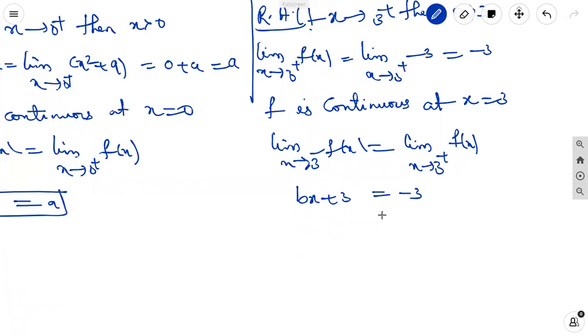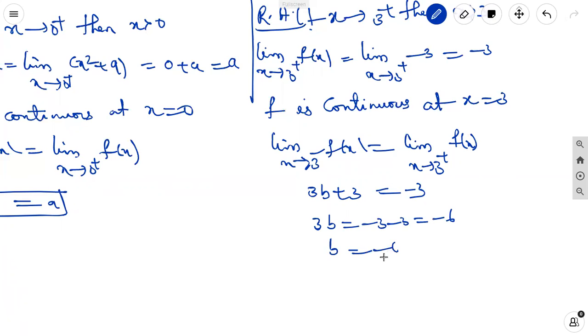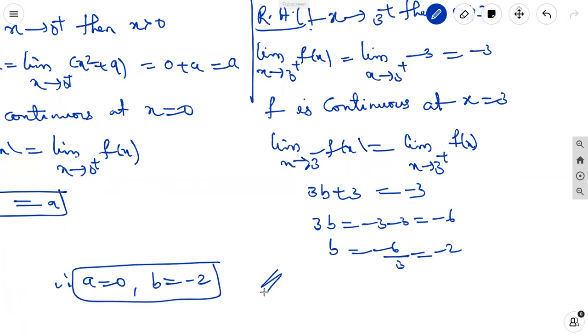It is equal to minus 3. That is 3b plus 3 is equal to minus 3. So 3b equal to minus 6. b equal to minus 6 by 3, it's minus 2. Therefore, a equal to 0, b equal to minus 2, then f is continuous. It is the solution.